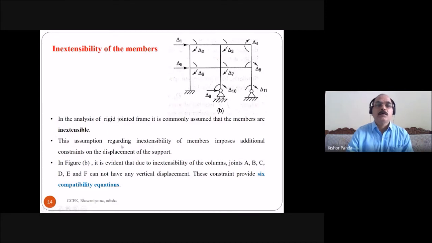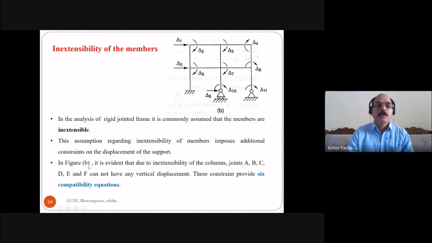According to this assumption, the inextensibility of members imposes additional constraints on the displacement of the support. Here, in this figure, because this is a vertical member, there is no vertical displacement. So this is 0, and here also the vertical displacement is 0. And for each of these vertical members there is no vertical displacement.